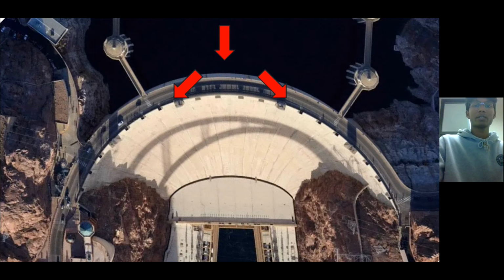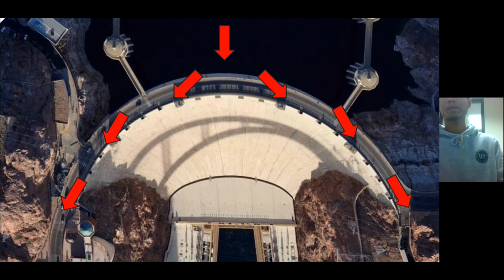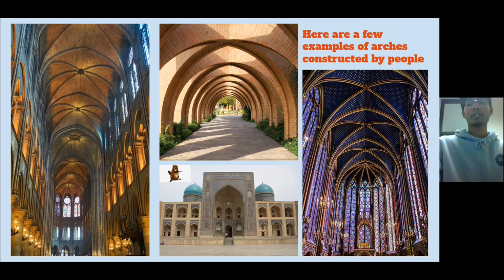This transfer of forces allows the arch to support much larger forces and loads than a conventional flat surface. So in this photo of a dam here, you should be able to see the way the components of an arch work together to produce a system that can carry the load and pressure exerted on it from the water surrounding it. So here are a few examples of dams constructed by people.